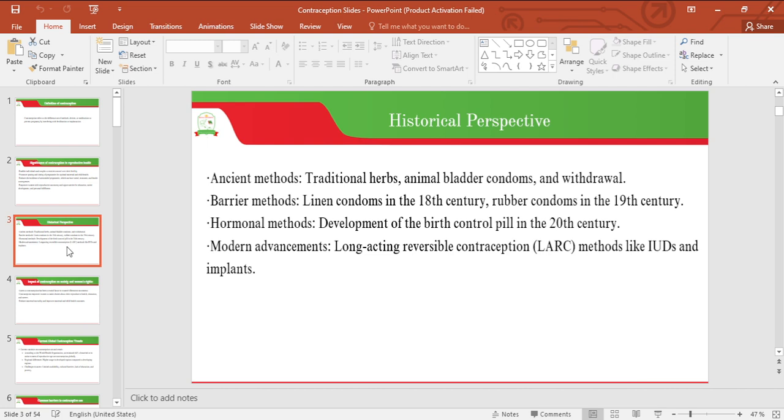Hormonal methods led to the development of the birth control pill. This was in the 20th century. Then as time went on, modern advances came in, whereby the long-acting reversible contraception methods, for example intrauterine devices and implants, were also invented.